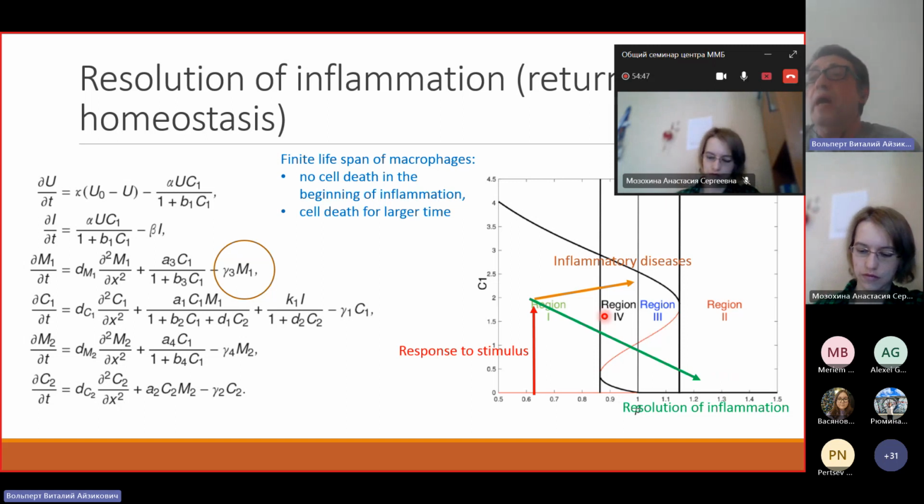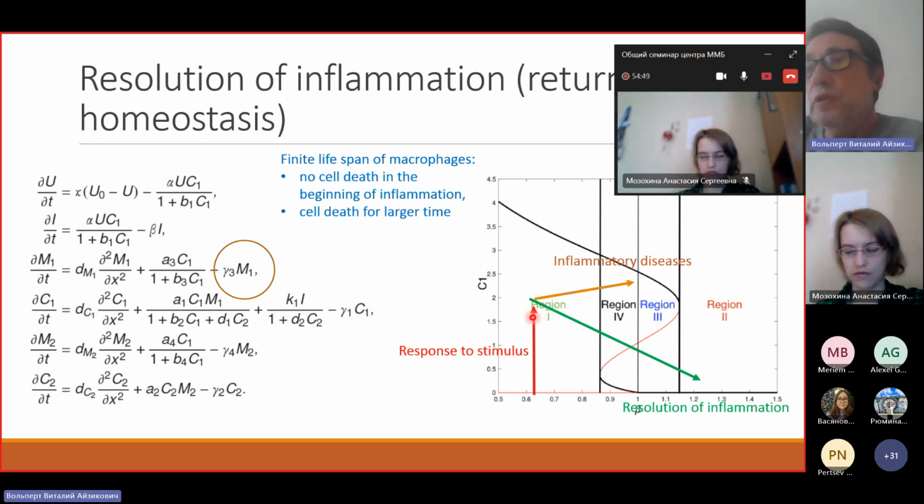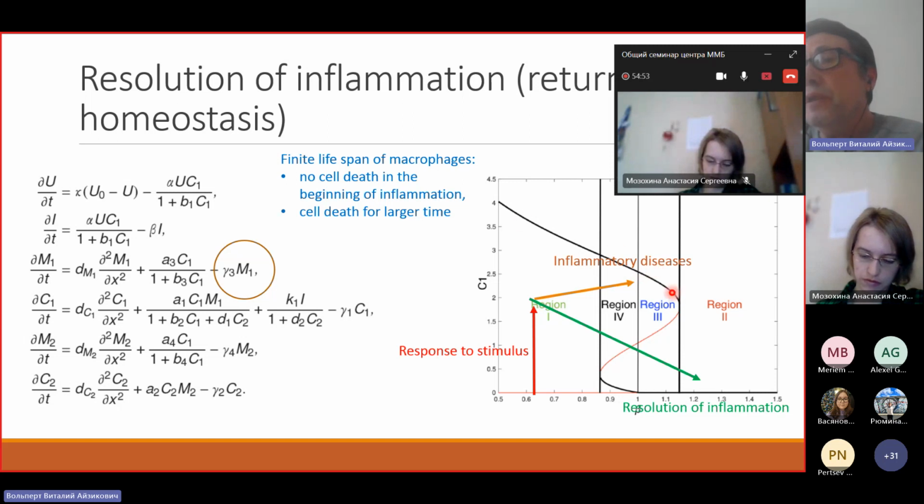On the other hand, for some other values of parameters, it is possible that we will go to this branch of our solutions, stationary points, and then we have persistent inflammation, inflammatory disease or some other disease. So this is our actual understanding of this important question of resolution of inflammation and return to homeostasis.